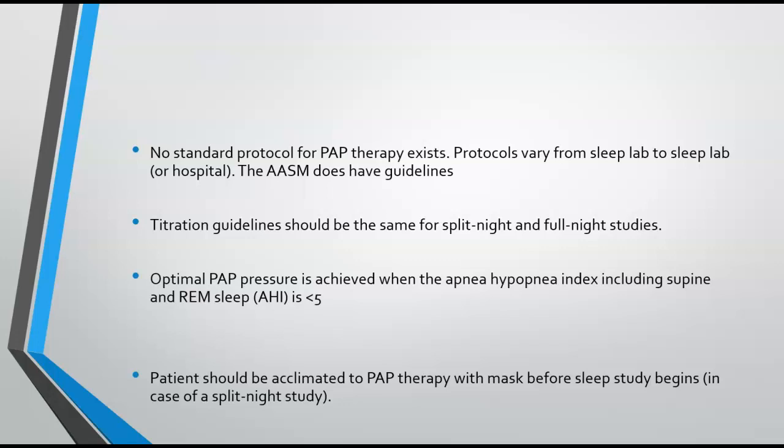What we have discussed in a nutshell is that you increase IPAP and EPAP for obstructive apnea, and you increase IPAP alone for hypopnea, snoring, and REM. There is no standard protocol for the PAP. These are the guidelines. Titration guidelines for the overnight titration should be the same for split night and full night titration studies. Optimal PAP pressure is achieved when the apnea hypopnea index, including supine REM sleep, is less than 5.